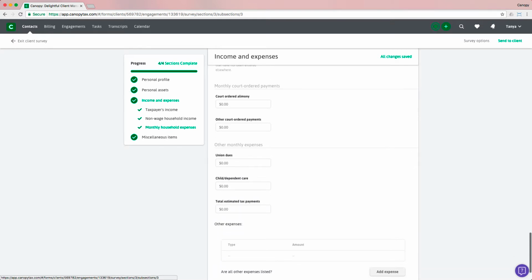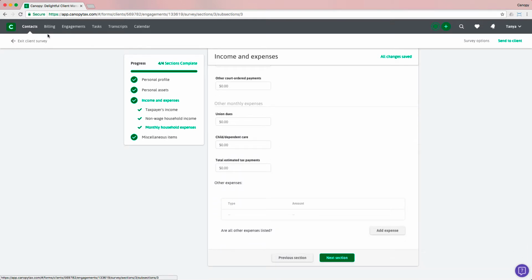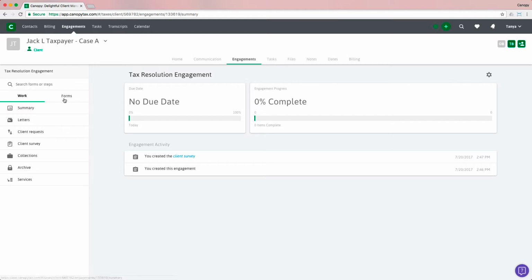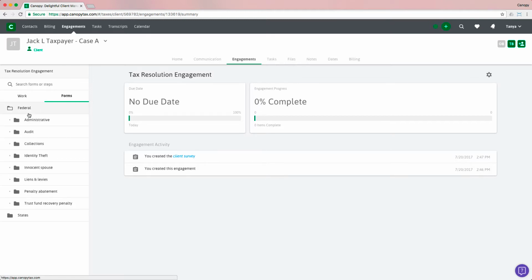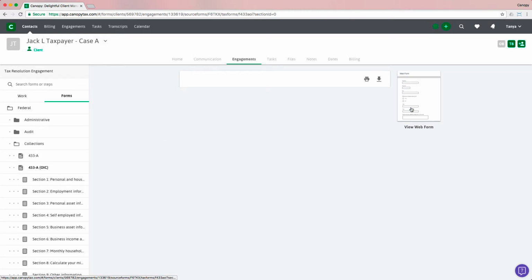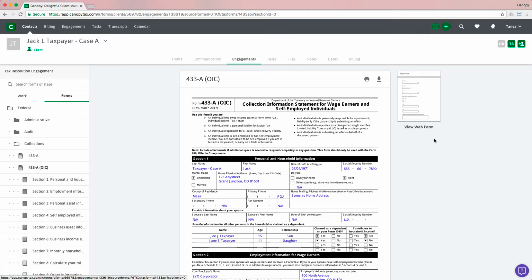So if we go and look at what this truly looks like, we're going to take a look at some very specific forms here. The first form we're going to look at is the offer in compromise financial statement. So as we go into the 433A OIC and look at the actual tax form, based on all that data we just entered, we're going to notice some things right away here.